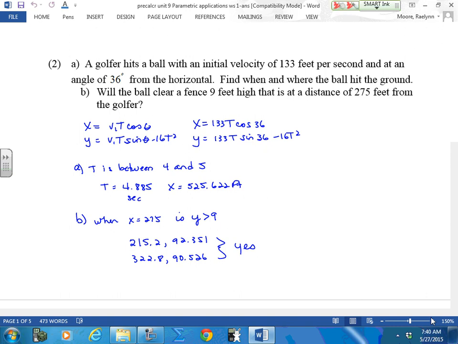Now, we have no other horizontal movement. There's no wind speed. Everything's good. We have no other vertical movement. We hit the ball off the ground, and the ball went up, comes to the top, and has to come down. Whatever goes up must come down.